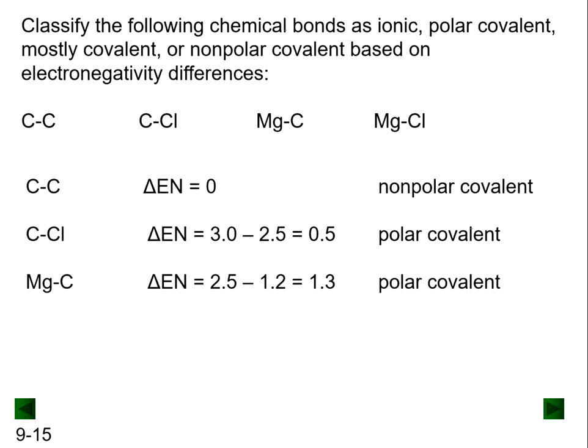Magnesium to carbon, that's in magnesium carbide. Electronegativity difference is 1.3. This is also a polar covalent bond. Finally, magnesium bonded to chlorine, as in magnesium chloride. We have an electronegativity difference of 1.8.